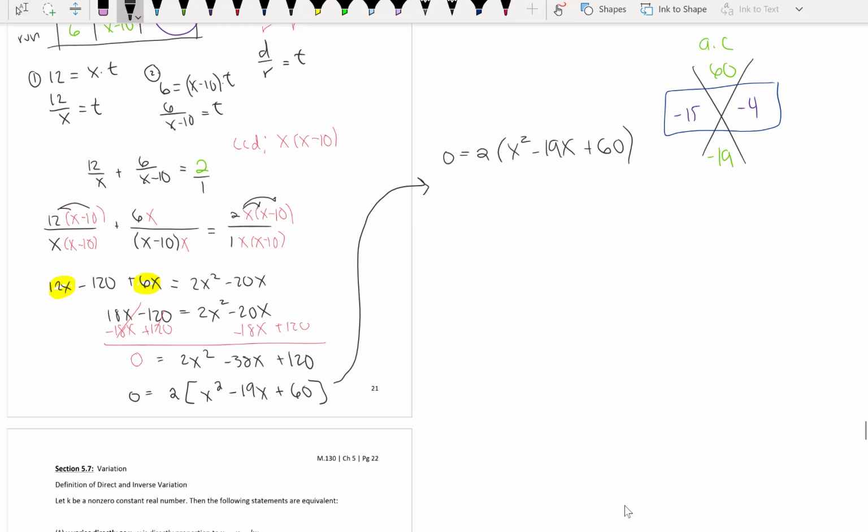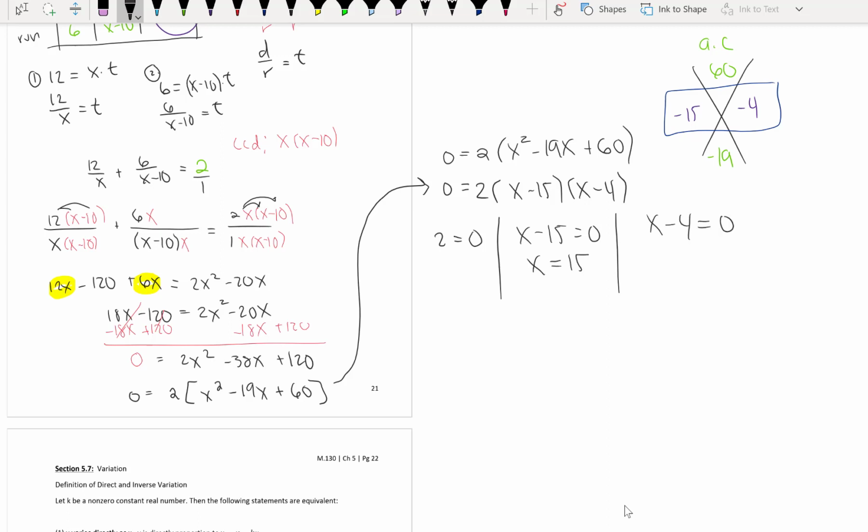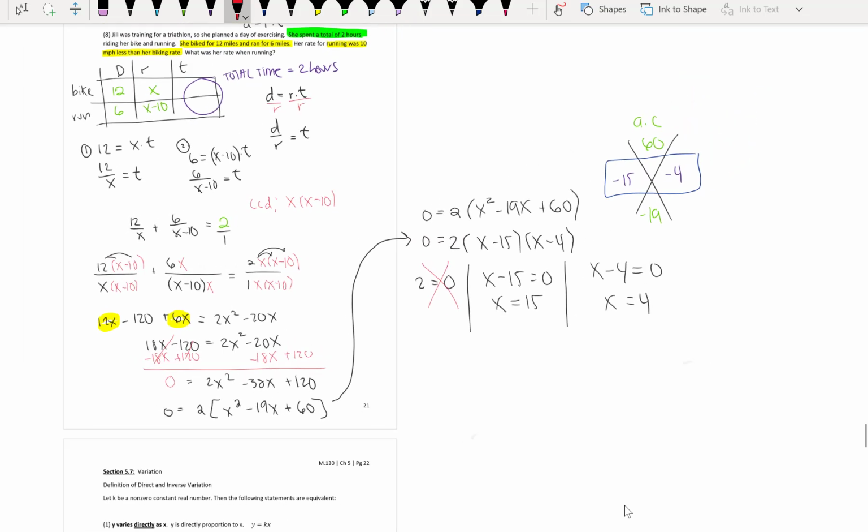So now I know that 0 is equal to 2, x minus 15, and x minus 4. So here 2 is equal to 0, x minus 15 is equal to 0, and x minus 4 is equal to 0. So x is equal to 15 and x is equal to a positive 4. Here 2 is equal to 0. That does not make any sense, so we just throw that answer out.